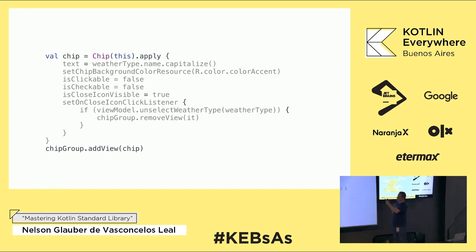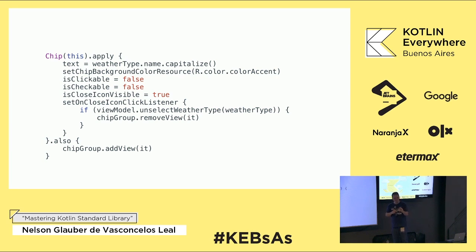We have the chip variable here, and this variable is just used to add to the chip group. Okay? So this chip variable only exists to add to the chip group. And we can replace this code by this code. So we are creating the object, configuring the object, and also adding this object to the chip group.